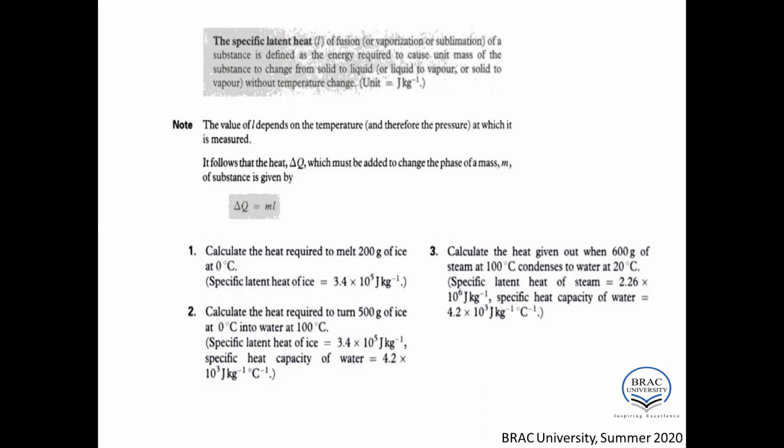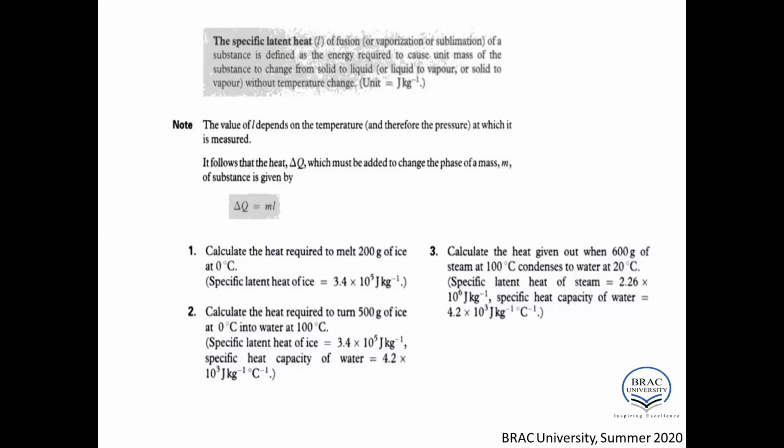Now here are three problems related to latent heat. First, calculate the heat required to melt 200 gram of ice at 0 degrees centigrade. The specific latent heat of ice is 3.4 into 10 to the power 5 joule per kg. Second, calculate the heat required to turn 500 gram of ice at 0 degrees centigrade into water at 100 degrees centigrade. Here you have to apply both the first and second methods.